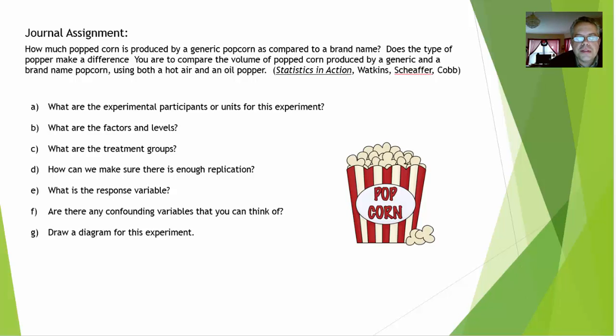Okay, it's time for our journal assignment. So it says, how much popcorn is produced by generic popcorn as compared to a brand name? Does the type of popper make a difference? You are to compare the volume of popcorn produced by a generic and a brand name popcorn using both hot air and an oil popper. So we have 2 types of popcorn, a generic brand like Target brand or Walmart brand, and a brand name like Jiffy Pop. And we have 2 ways of popping it, using a hot air machine and an oil popper. So we have 2 factors, okay? The type of popper and the type of popcorn.